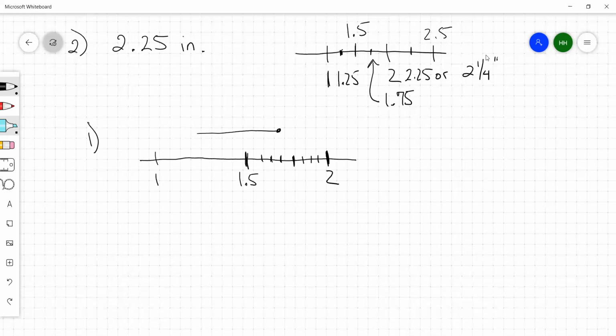If there's 8 markers between the half and the whole, how many markers are down here between the half and the whole? 1, 2, 3, 4, 5, 6, 7, 8, right? So between the 1 and the 1.5, how many marks are there? Say 8. Good. Between the 1.5 and the 2, how many marks are there? 8. So how many marks total?